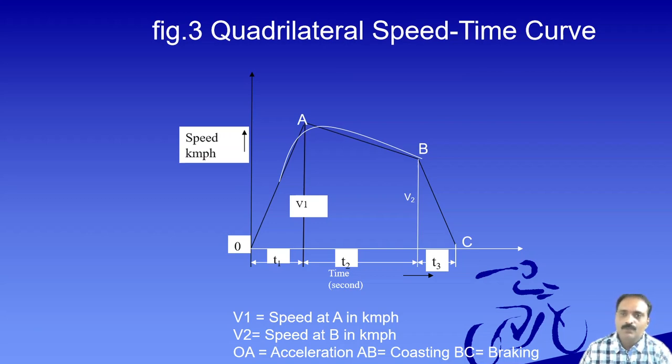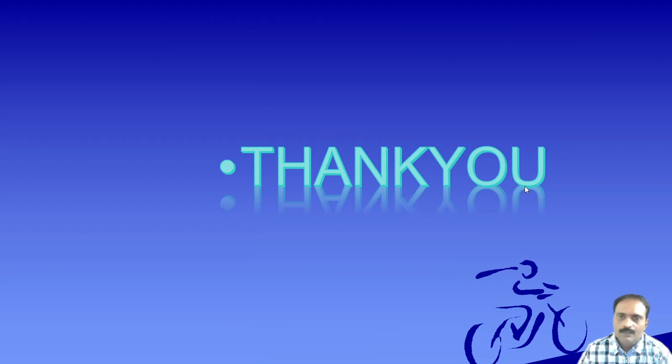So beta C is the coasting retardation. Whatever retardation the vehicle experiences between A and B is considered coasting retardation. It is expressed in kmph/ps. And T2 is the time of coasting. The derivations with respect to these simplified speed time curves, that is the quadrilateral and trapezoidal speed time curves, we are going to see in the next sessions.